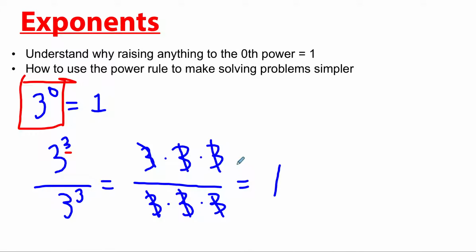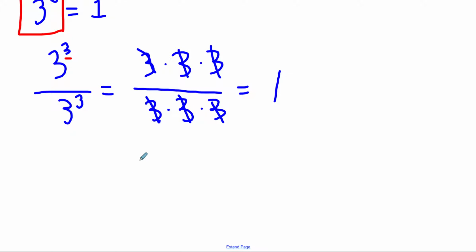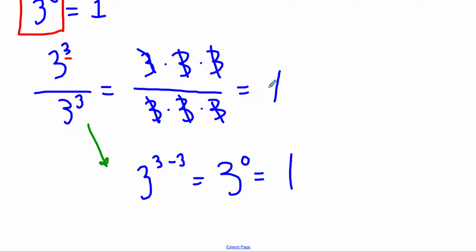Okay, so here it's really easy to see that 3 raised to the 3rd power over 3 raised to the 3rd power is 1. Well, what happens when we do this if we use the quotient rule? Well, 3 to the 3rd power over 3 to the 3rd power would be the same as 3 raised to the power of 3 minus 3. And clearly we can see that that would be 3 raised to the 0th power, and that, as we said above, would equal 1. So that's why this is a rule. That's where raising anything to the 0th power equals 1. That's where that comes from. It comes from the quotient rule. And now we can see if we actually wrote it all the way out, it would equal 1.